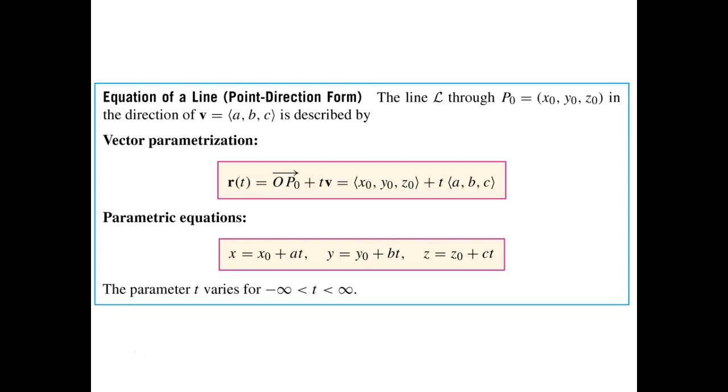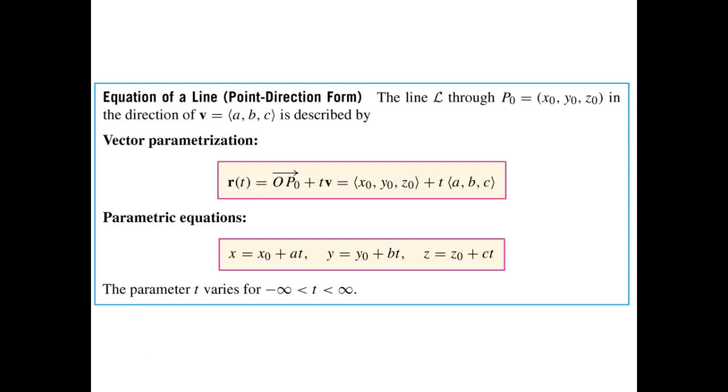Vector parameterization. Sometimes I put an extra syllable in there, but this is parameterization. Okay. So this point OP is basically going to have coordinates. The vector OP is going to have vector coordinates x0, y0, z0. Okay? Plus TV. TV, we've already said, was TA, TB, TC.